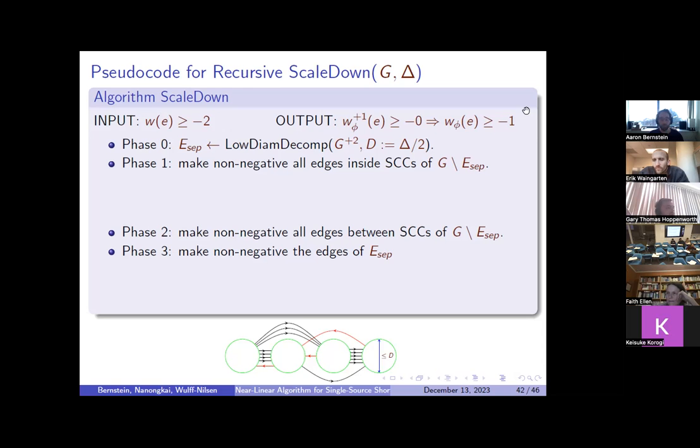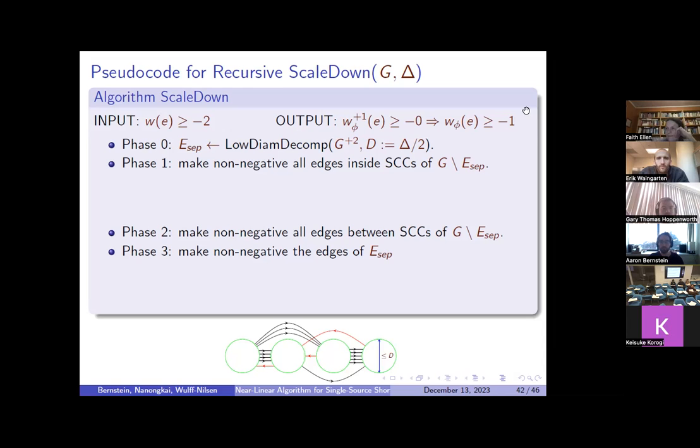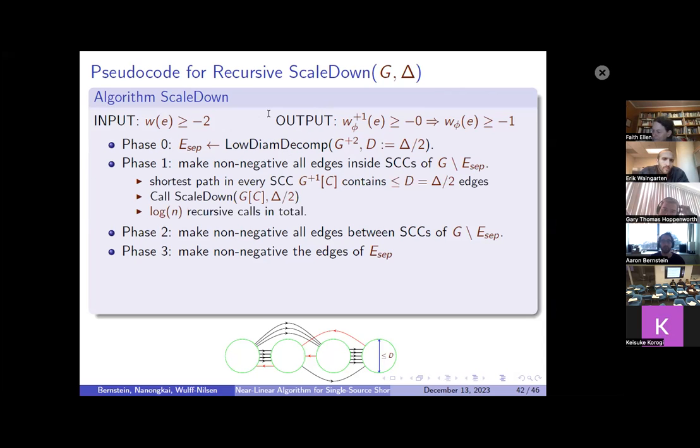Cool. Oh, I have one more question. So to go to the order m bound, you do this log n depth recursion. Are you performing the low diameter decomposition each time? Yes. So basically you perform low diameter decomposition, and then inside each component, you've now reduced the number of edges on the shortest paths by half. And so you just call the whole algorithm from the beginning on each component.